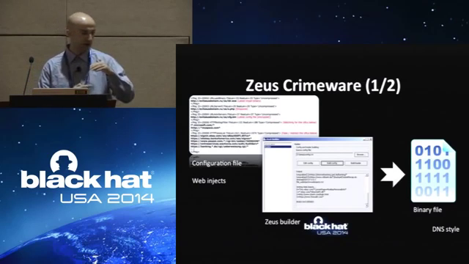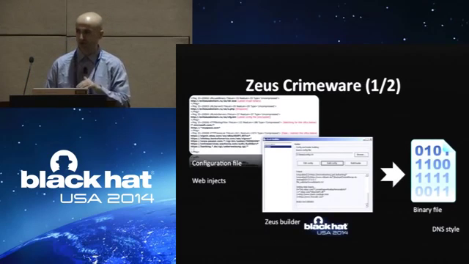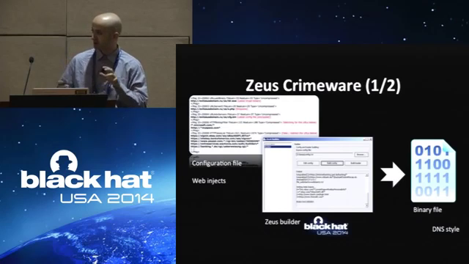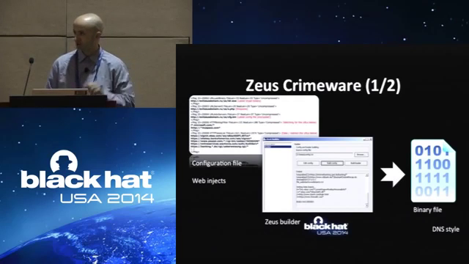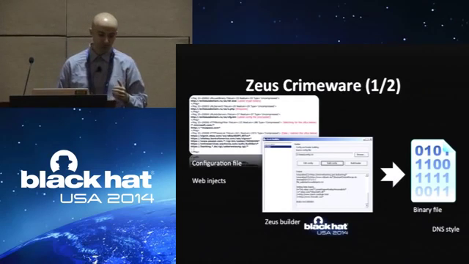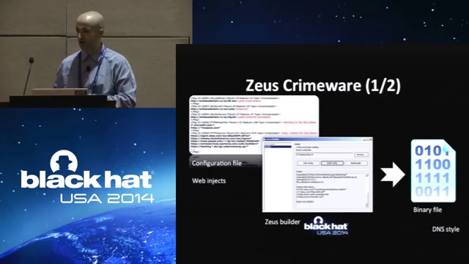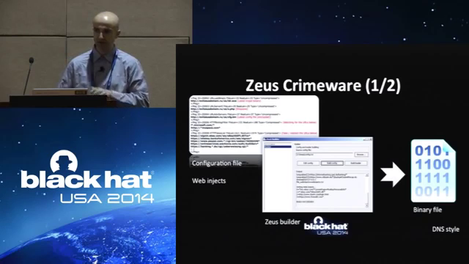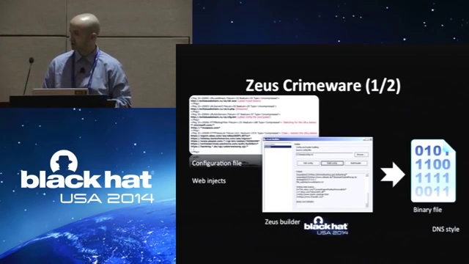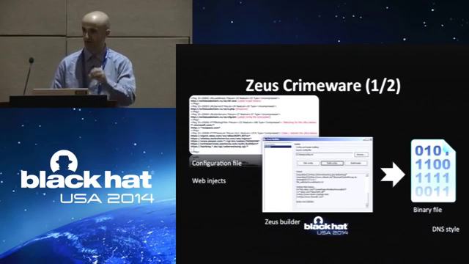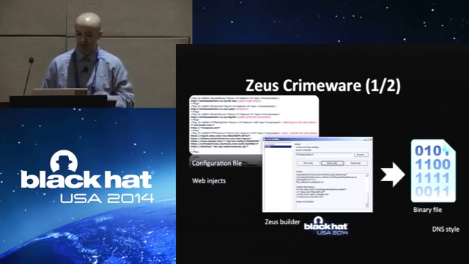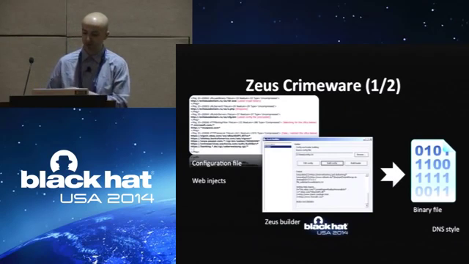And then you have web injects. These web injects are important because Zeus is mainly a banking Trojan, and it tries to intercept the traffic between the browser of a client and the bank, let's say the banking website, and it introduces extra scripts or HTML to ask you for extra information like the PIN number. And then you have a builder that takes that input and generates the binary.